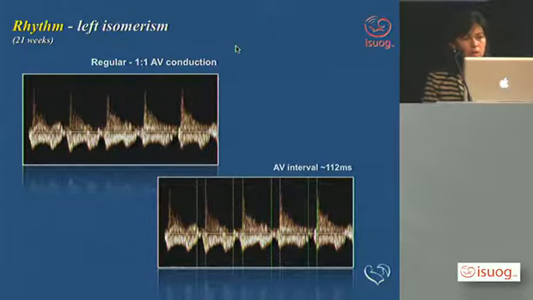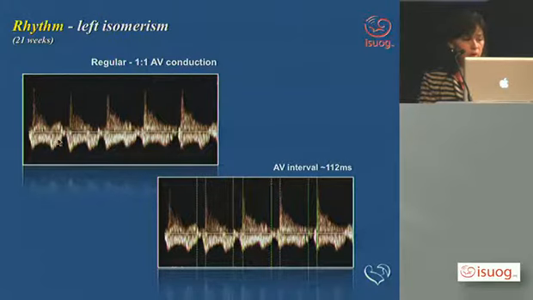This is another case that was referred because the baby had ectopic beats, and for some reason it came to me, had bradycardia. So rhythm abnormalities are common, and more common in left isomerism because the right atrium has the sinus node. If you don't have a right atrium in left isomerism, you're more prone to rhythm abnormality. And if it is heart block, people more easily think of isomerism. So the rhythm quite often in left isomerism is one-to-one.